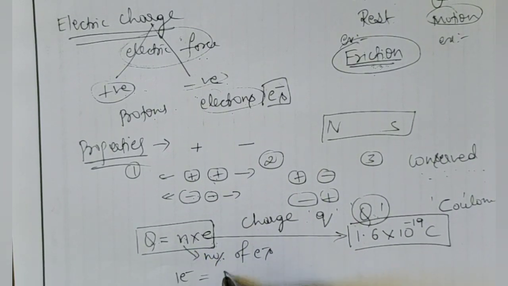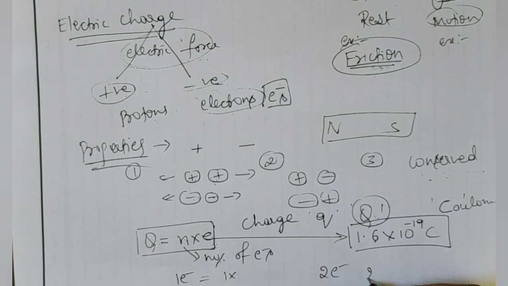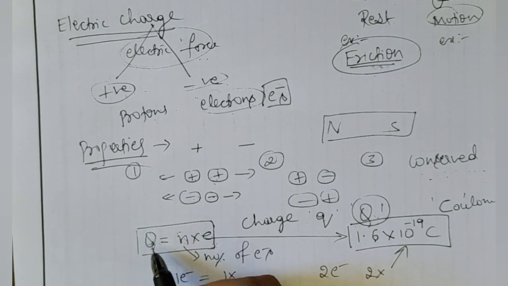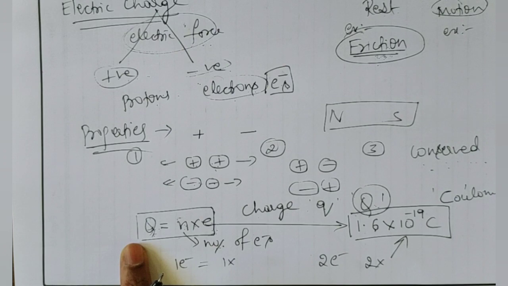1 is the number of electrons, right? 1 into this constant value. Suppose I have 2 electrons, so what will be the value of the charge? If it contains 2 electrons, 2 into this value. So we should keep on multiplying the number of electrons by this particular constant value to get the proper value of any charge. Clear? So this is the basic concept.